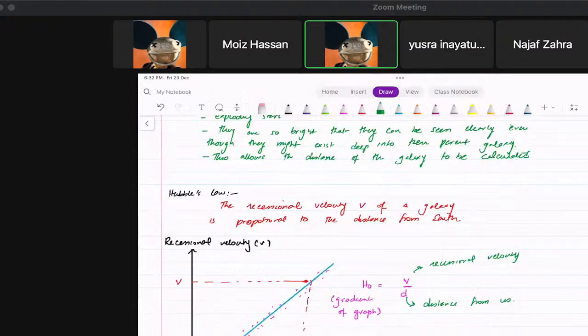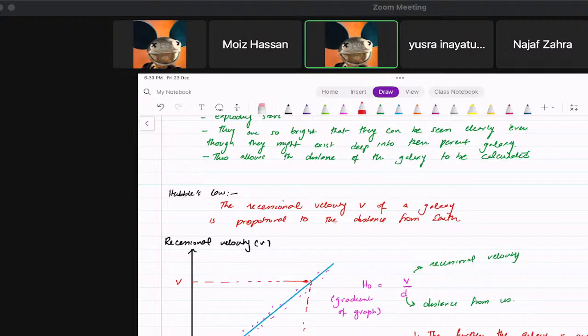Sorry. So basically the recession, if you guys have any questions, please let me know here. Okay. So what he says is two things actually. Number one, the further the galaxy is away from us, the greater the distance, the greater the speed, velocity it will have. All right, so you guys need to remember that.